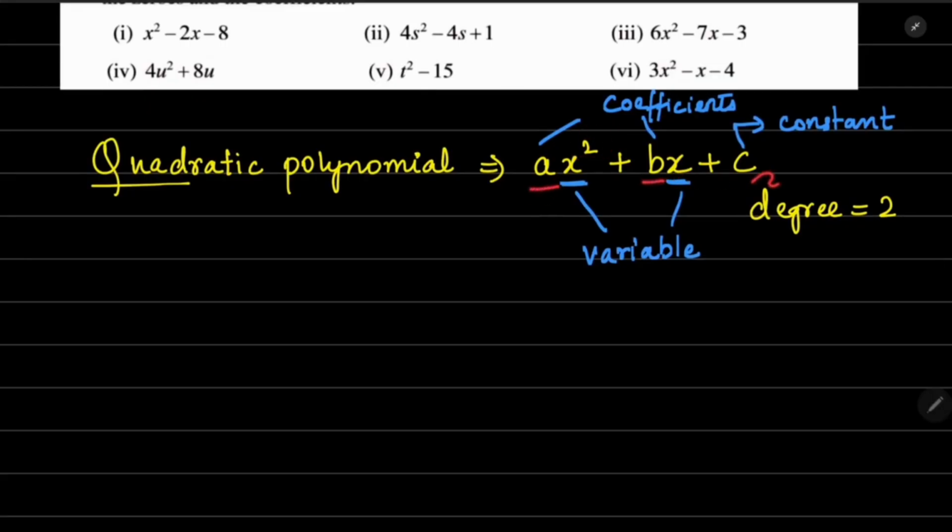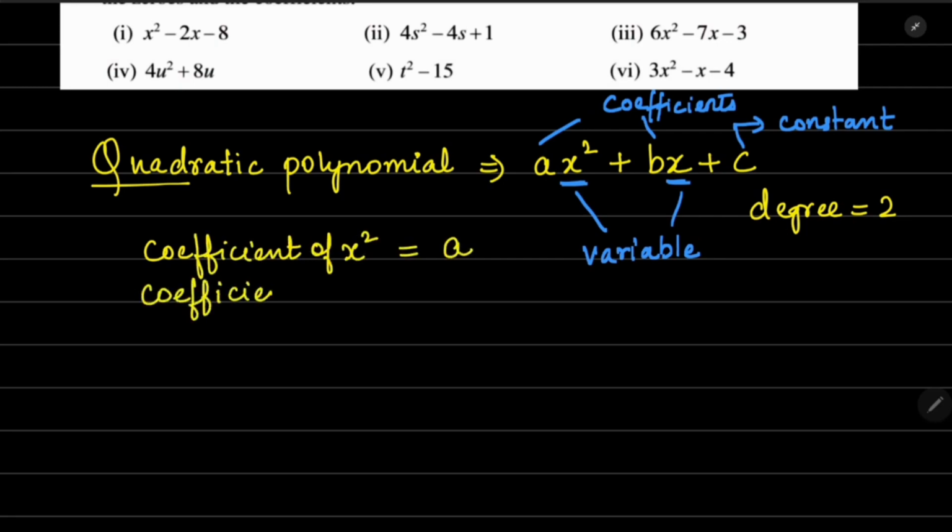Okay, and a, b and c are coefficients, and c is called the constant. What is the coefficient of x square? It is a. What is the coefficient of x? It is b. And what is the constant? It is c. Okay, so let me write that here. The coefficient of x square is nothing but a. What is the coefficient of x? What is attached to x? It is nothing but your b. And what is the constant term? Constant is denoted by c. Okay, so these are called the coefficients.